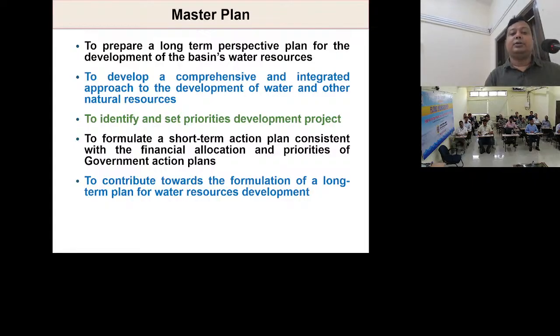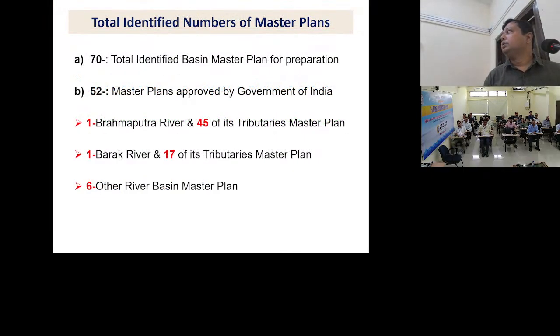Then set priorities. Again, we have to formulate some short-term measures also, because later on we will see that long-term measures are not so easy for flood management. So we have to go for some short-term measures also, and that we include in our master plan. Finally, with this master plan, we will contribute to the formation of a long-term plan for water resource management. Now, as I have said, we have two main master plans, Brahmaputra River and Barak River. But to concentrate our work, or to prioritize it, we have gone for tributary-level sub-basins.